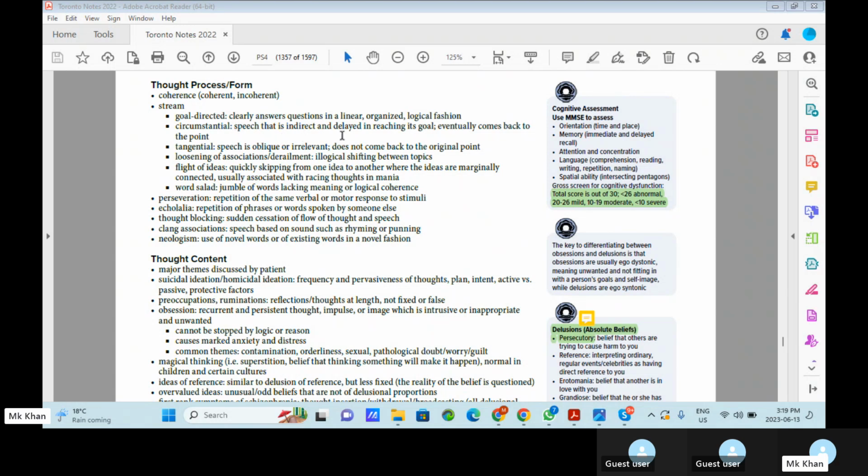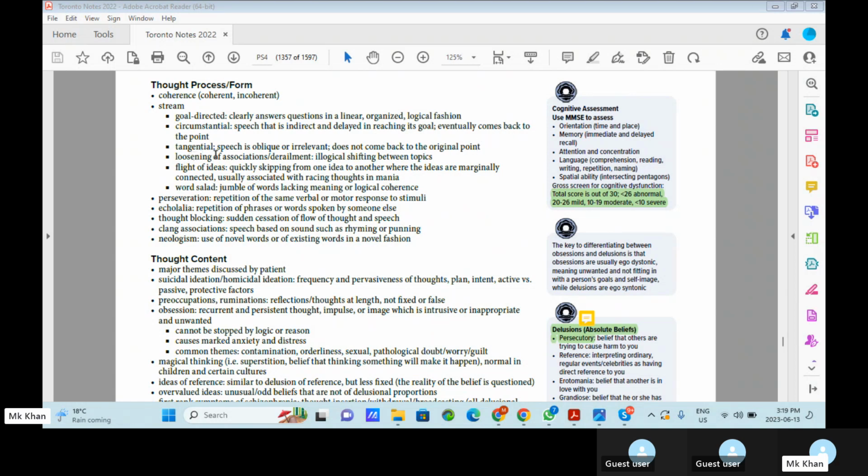But what is circumstantial? Speech that is indirect and delayed in reaching its goal. So if you are asking the patient one thing, he's giving you all the other random answers. He reaches the goal, he gives you the answer, but in between he's talking about all the other stuff not related to the question. There is a delay in reaching his goal, but eventually he comes back to the point. So the patient is talking random other stuff, but eventually he comes to the point and at least he answers you.